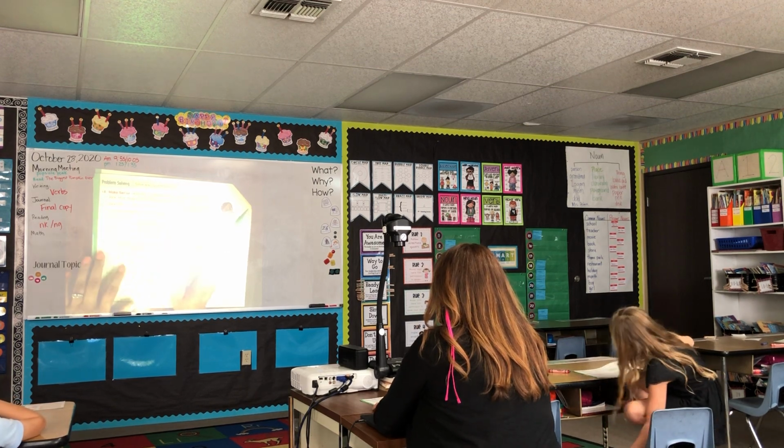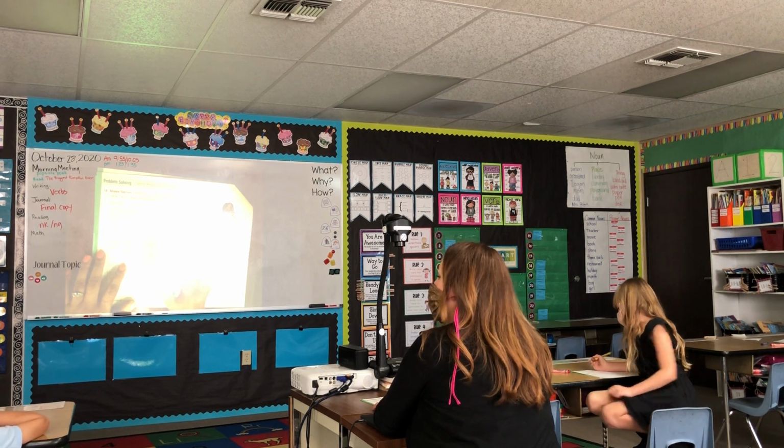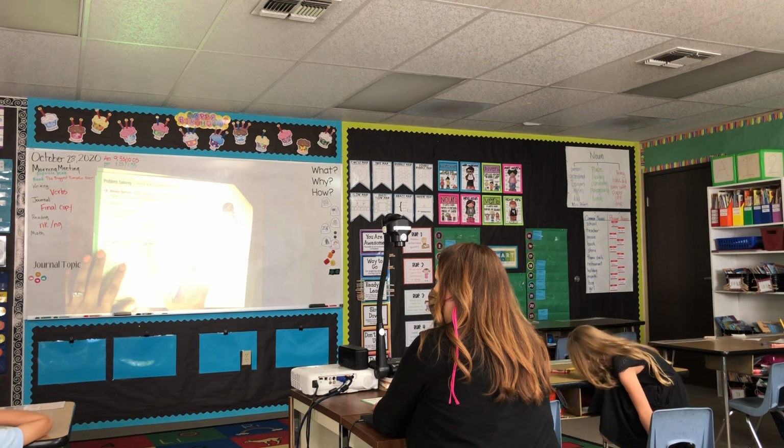So we count backwards. Okay, we can count backwards. Or we could use our number line. Oh, show me. Use your number line and tell me what the answer is. What number are you going to start with? We're going to start at 11.